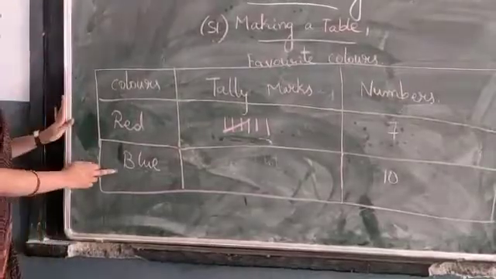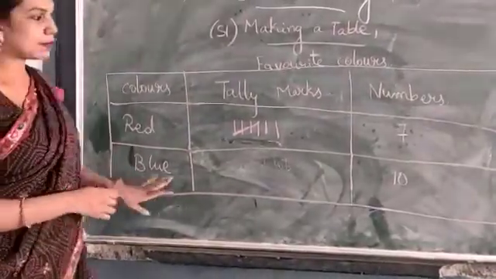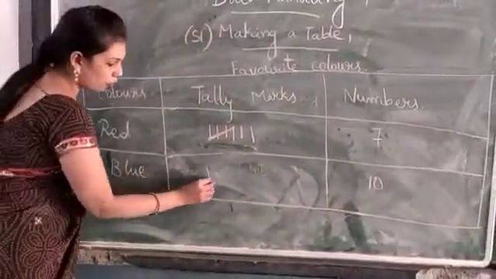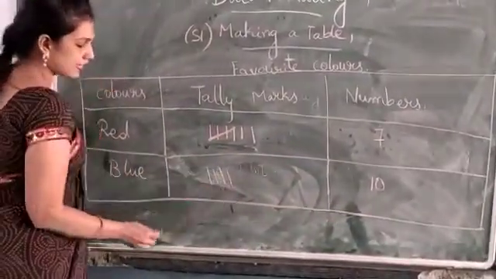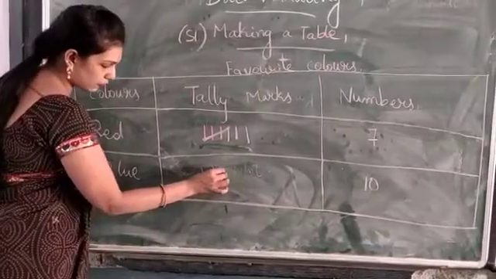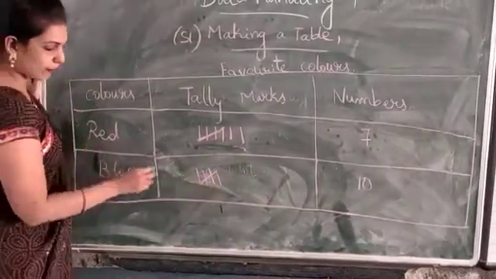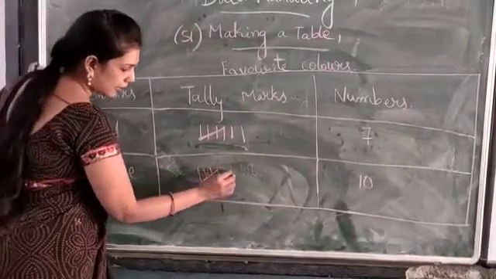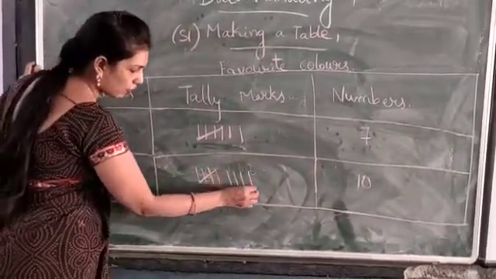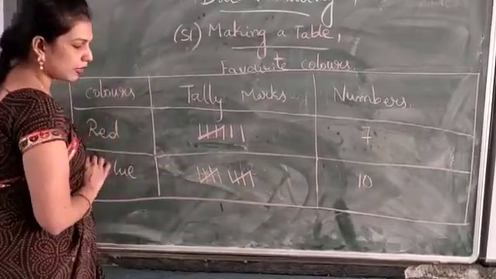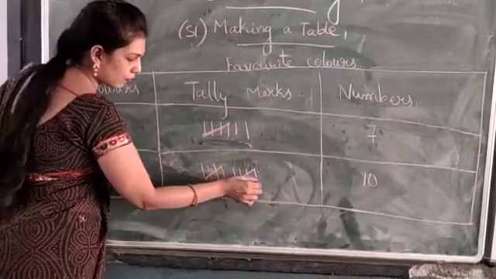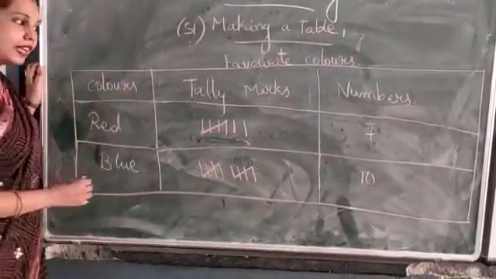Right, children? Coming to the next one, blue. How many members like blue? 10. So, now we make 4 standing lines and cut them. How many will it be? 5. 1, 2, 3, 4 and this will be 5. And here again 1, 2, 3, 4 and we cut it. It will be 5. 5 plus 5 will be 10.